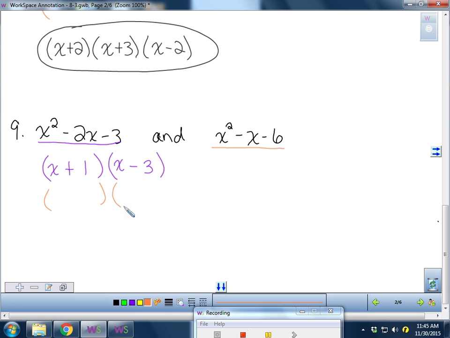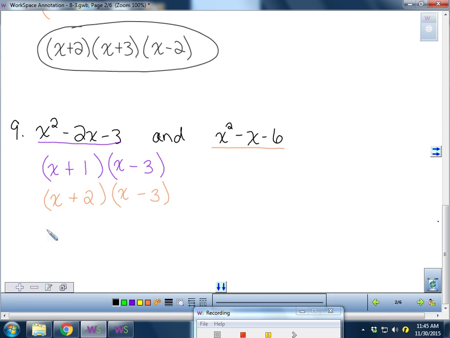I like to stack them. A little bit easier to see. Minus in back means a plus and a minus. I have an x squared, so I'll go x and x. And what multiplies to make 6 and subtracts to make 1, that would be 3 and 2. Since there's a minus in front, the 3 will go with the minus, and the 2 will go with the plus. So now I look to see what they have in common.